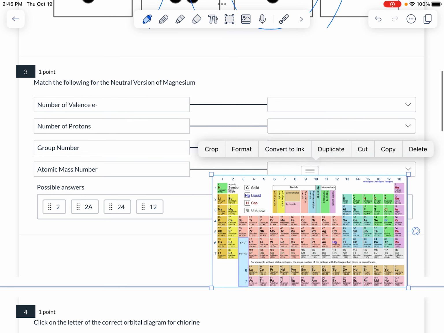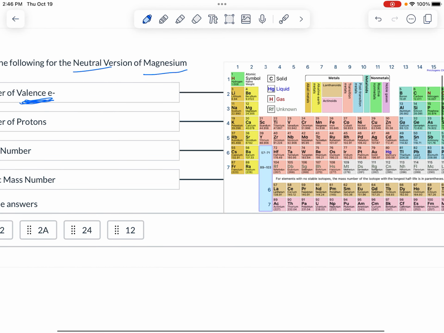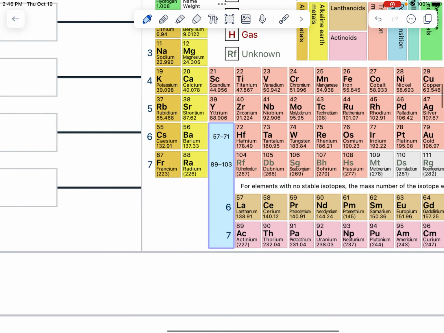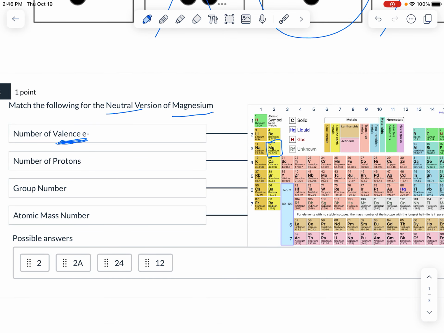Number 3, so again, we have our trusty periodic table here. So we're looking at magnesium, it's neutral. So those are the key words there. So we want valence electrons. Remember, these are the outer energy electrons. Very easy way to tell. By the way, let's find magnesium. I see it right here. So this is the element we're looking at. Valence electrons, super easy to tell. You just look at what group it's in, okay? And by the way, this is also known as 2A. So the number of valence electrons for magnesium would just be 2.